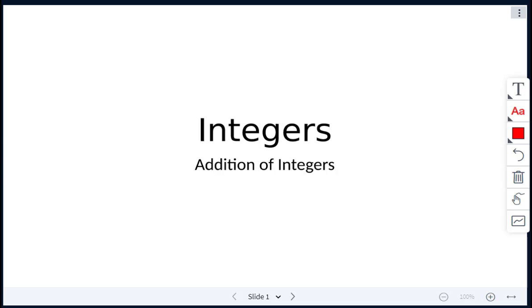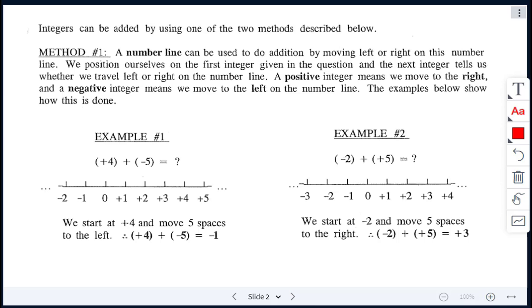Okay, so our next lesson in integers is addition of integers. We will do addition first, and then we'll look at subtraction next class. So today we're just focusing on addition of integers. All right, so there's two methods when we're looking at integers.